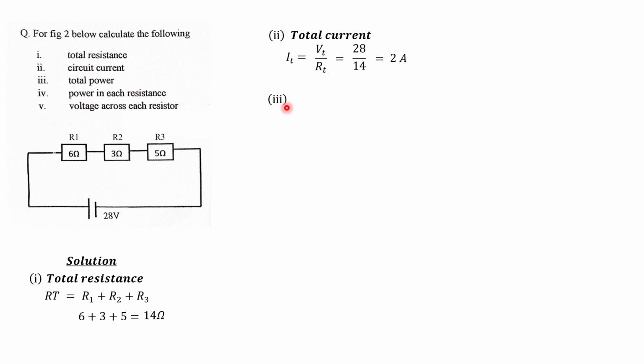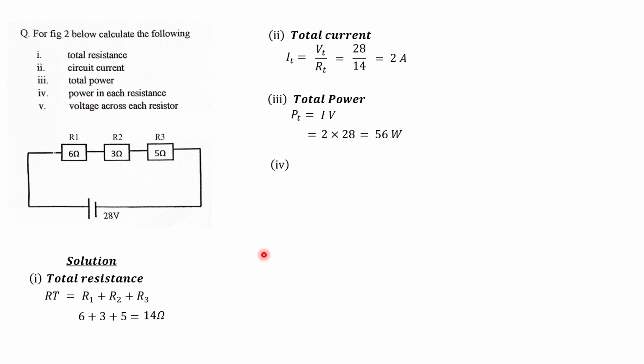So let's move on to the third one, which is III, and we are to calculate the total power. So total power PT is equal to the supply current multiplied by the supply voltage. So that is equal to 2 times 28, which will be 56 watts. So the total power, or PT, is 56 watts. I hope you are following it.